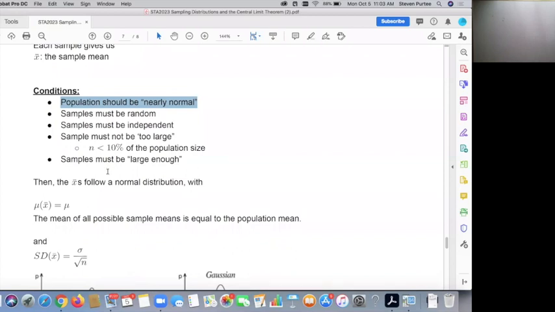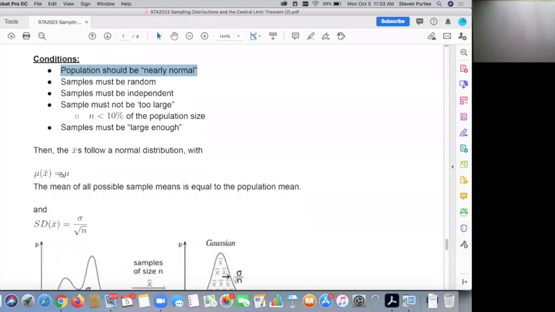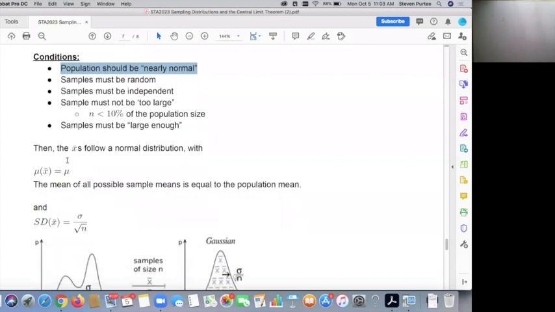Then if you meet all those conditions, then your sample means will follow a normal distribution. So no matter what the population looks like, the individuals might not be normally distributed, but the samples will. And this is function notation. Nothing is being multiplied right here. That says the mean of all possible sample means equals the population mean.